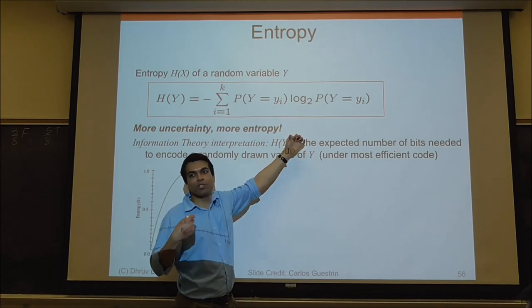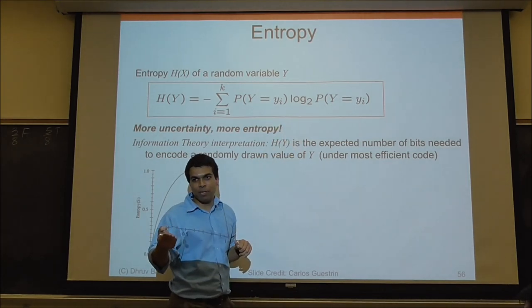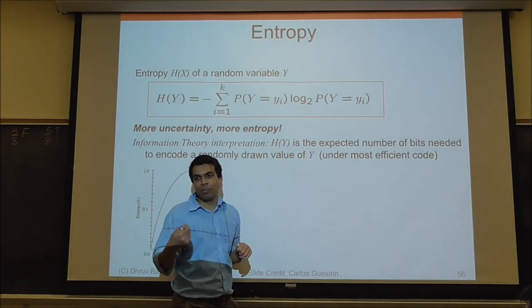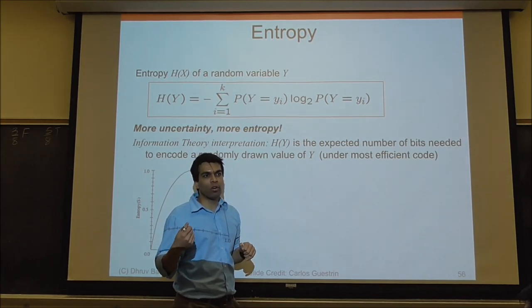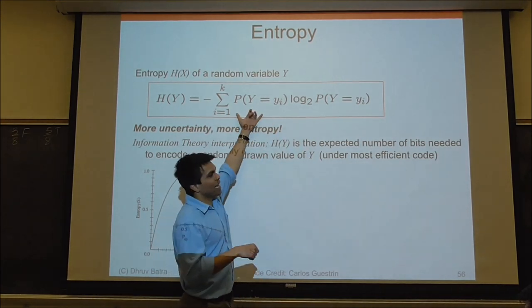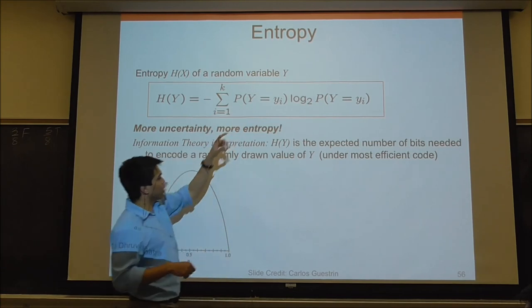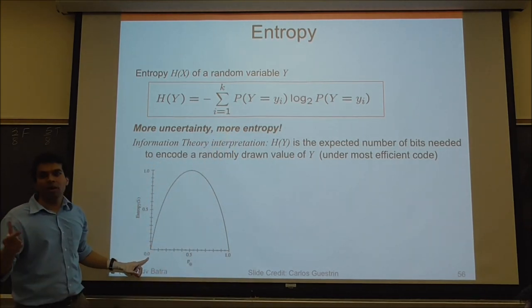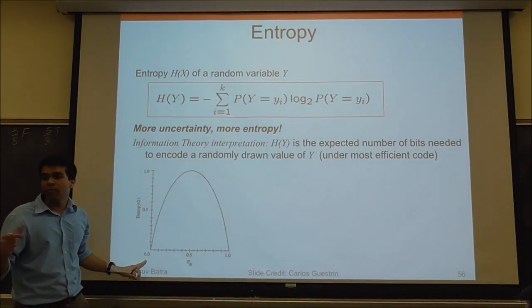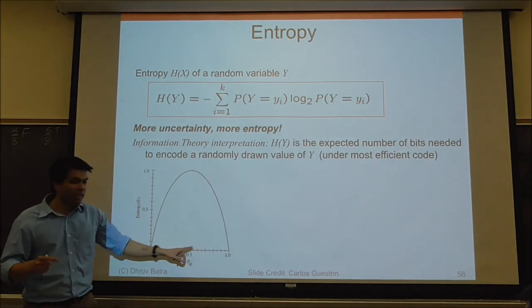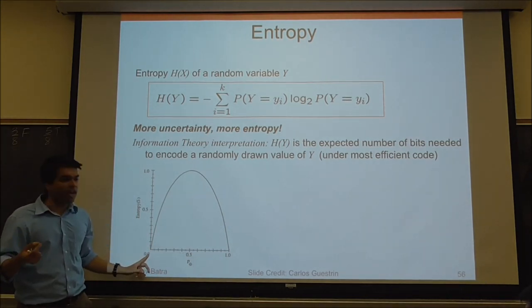So how surprised should you be when an outcome of a random experiment comes in? You should be as surprised as the inverse of the probability, but also the log of the inverse of the probability. And then this is just average surprise. We talked about this: if you think about a coin with two sides, probability P indicating the probability of heads.